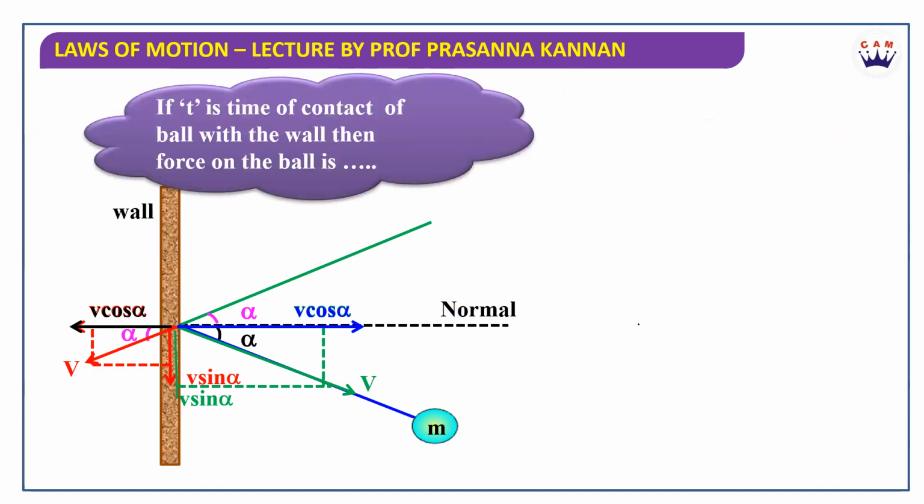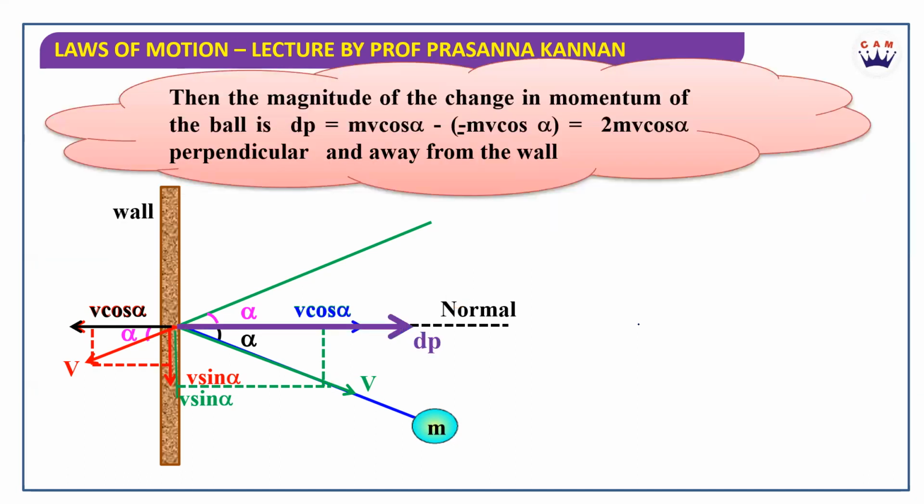Let's say t is the time of contact. What is the expression for force? Newton's second law: change in momentum by time. What is the change in momentum here? 2 mv cos alpha. Therefore, what will be the force? Change in momentum by time, 2 mv cos alpha by t. That's all.